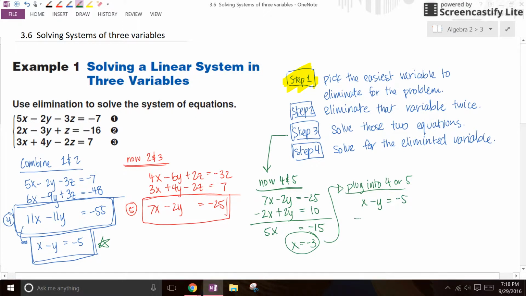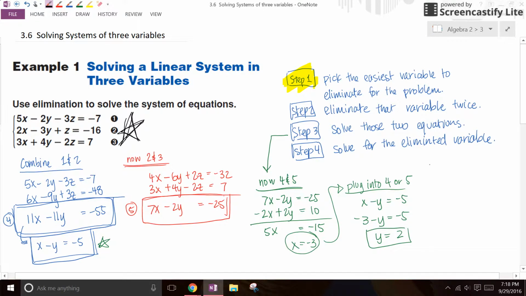But I know x is -3, so -3 minus y equals -5. That means y must be 2, right? And there is my y. And now we go to step 4, which is, hey, solve for the missing variable. So you can go back anywhere over here, and you can plug in your x and your y that you found. I think I will use maybe the last equation, which looks the simplest to me.